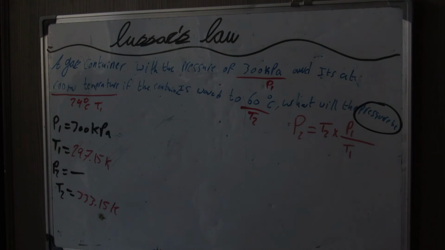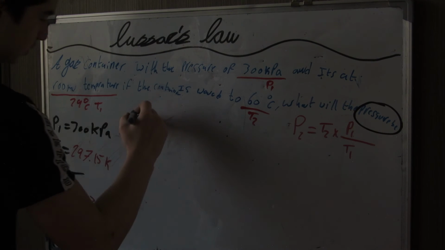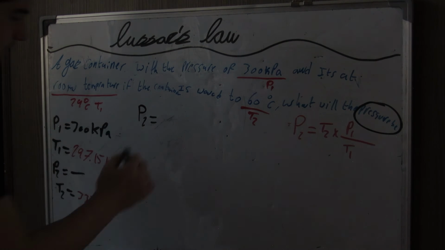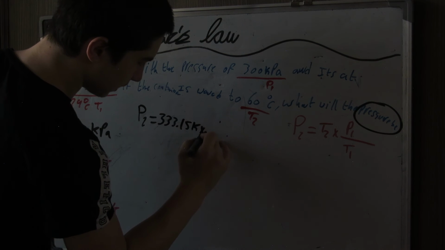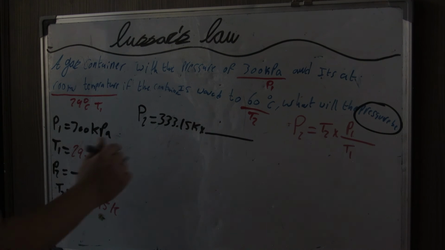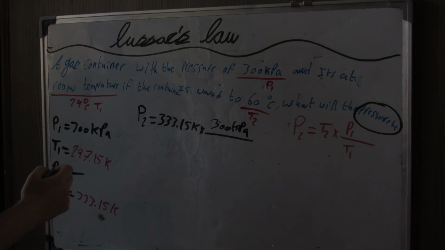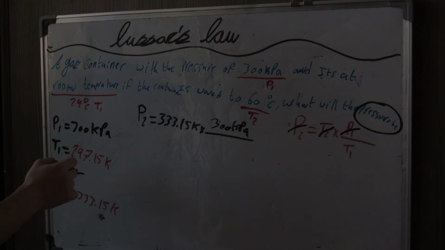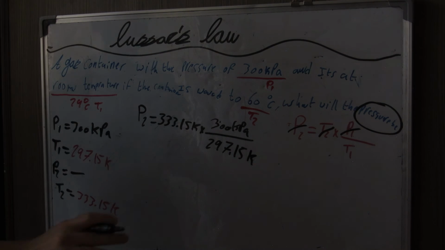To solve this question, what we are going to simply do is plug in the data. So first thing, P2 is unknown. We put P2 equals, what is T2? T2, as we got, is 333.15 kelvins multiplied by the fraction of P1, which is 300 kilopascals. Then what is T1? T1 is 297.15 kelvins. Great, we got everything.